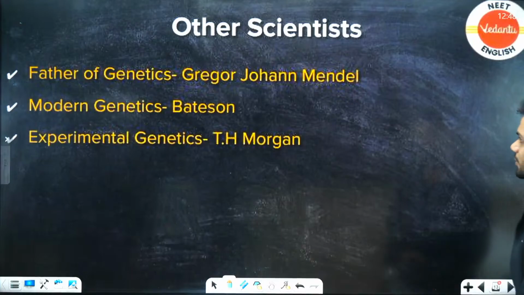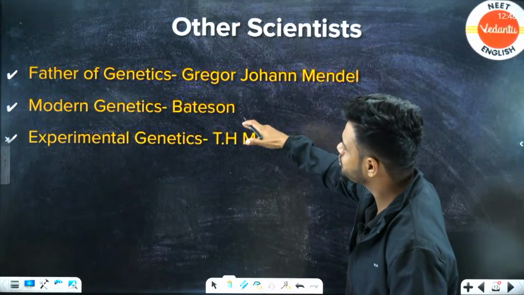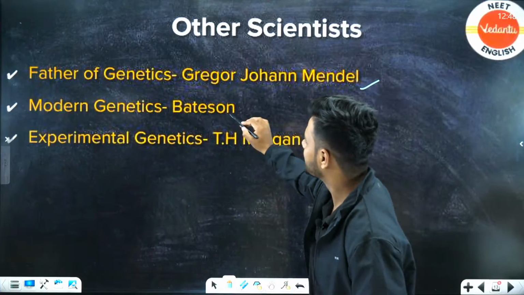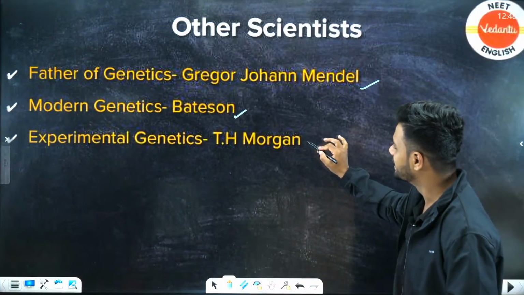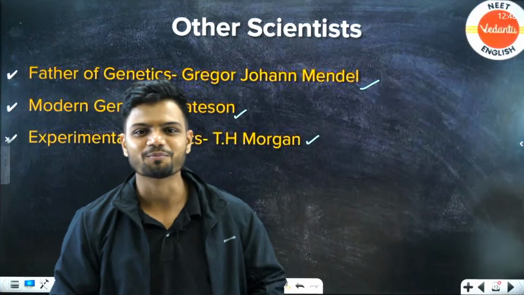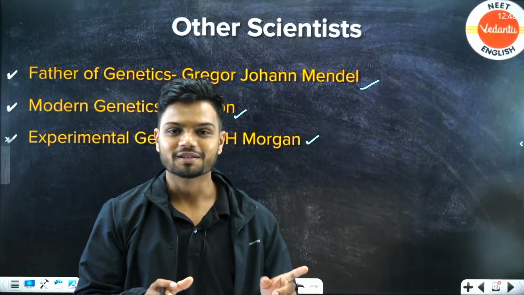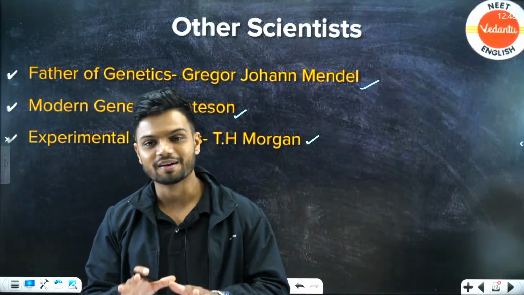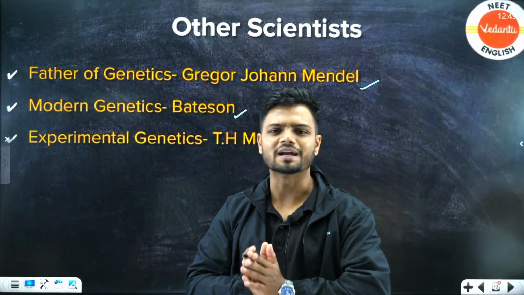Now, next thing is the other names which will be rarely asked, but you should know this. That is the father of genetics, Gregor John Mendel. Then we have modern genetics, that is Bateson. Then we have experimental genetics, which is nothing but T.H. Morgan. T.H. Morgan will come later on, and we will learn about something called Drosophila melanogaster there. So don't worry, everything is going to come. It's a very easy chapter, and I will make sure you understand every bit of it.